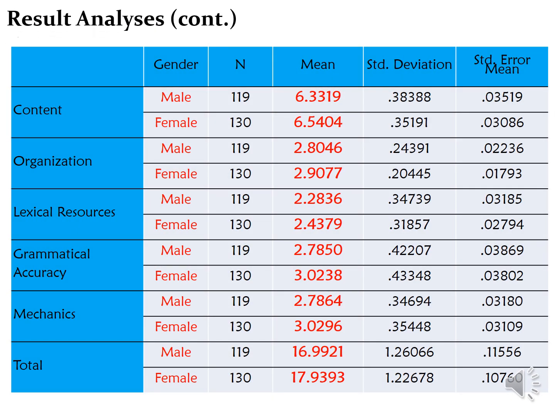When there is a statistically significant difference, this means that we can proceed to check the descriptive findings, for example means and standard deviation. So as you can see here, this is the mean and standard deviation for each area, and you can see that females scored better than males in all areas.